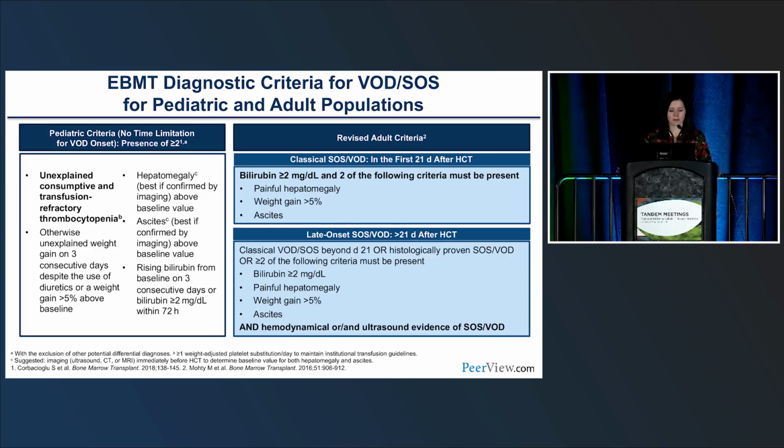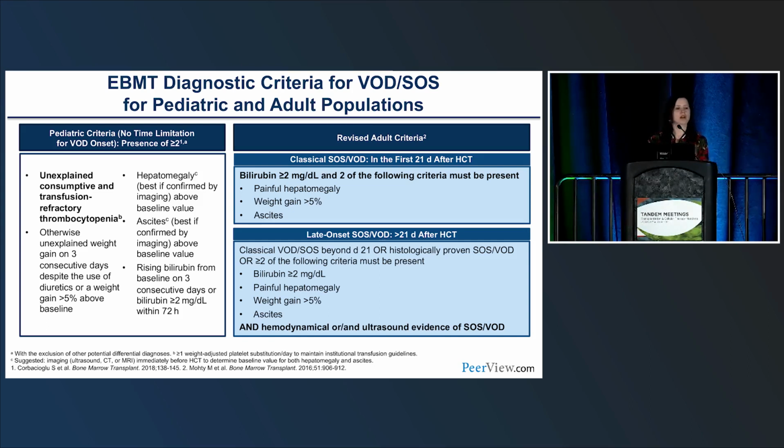So this is a full slide, but a very important slide. So EBMT criteria were revised and specifically targeted pediatric and adult patients, to start to think about our patients differently. And so the additions or the modifications that were made to these criteria, the things that I personally like is that you don't have to have every single one of these things to meet your diagnosis. So in pediatric criteria, we can think about unexplained consumptive and transfusion refractory thrombocytopenia. And you could say, they're not engrafted.